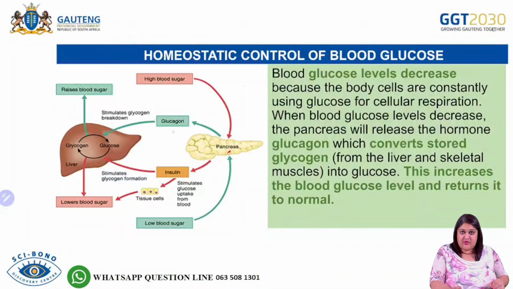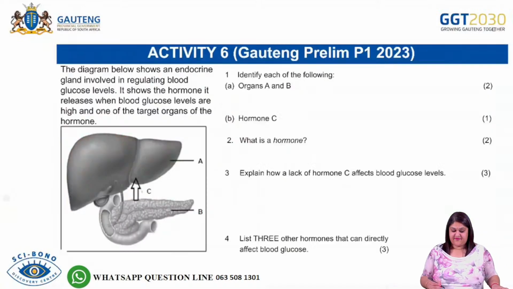The colors are showing you what's happening, right? We're looking at the turquoise one, this bluish color. We have the pancreas that's going to secrete glucagon. The glucagon is going to convert the glycogen into glucose, okay, which raises the blood glucose level. The high blood sugar causes insulin to be secreted. It stimulates glucose uptake from the blood, right? And it stimulates glucose into glycogen, and then it lowers the blood glucose levels.